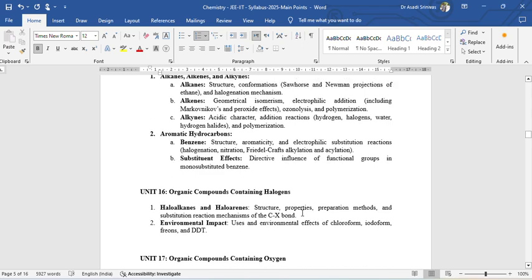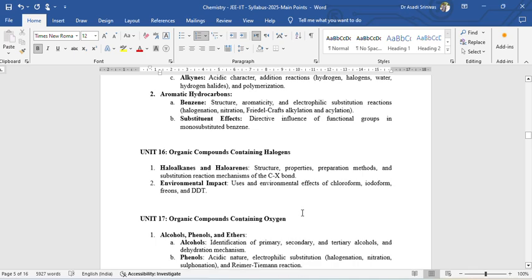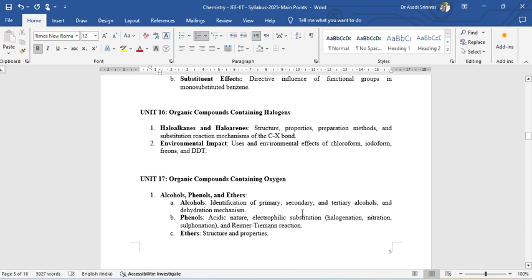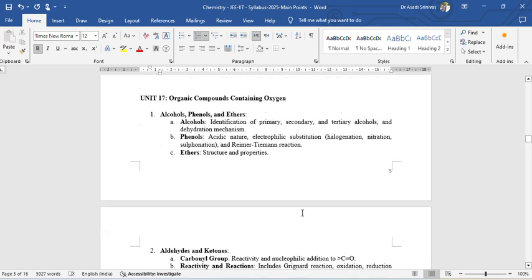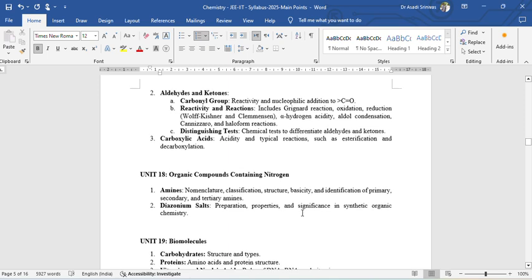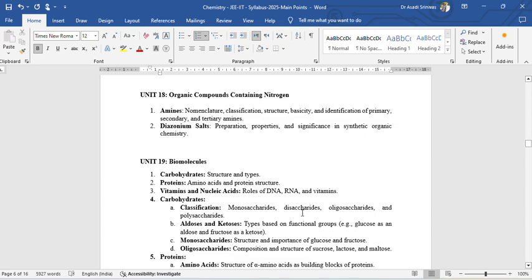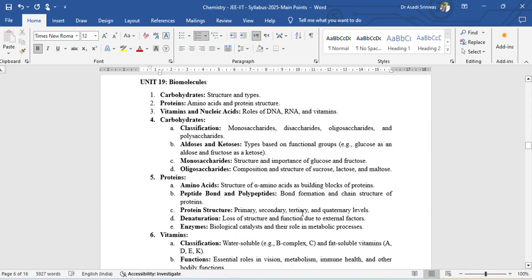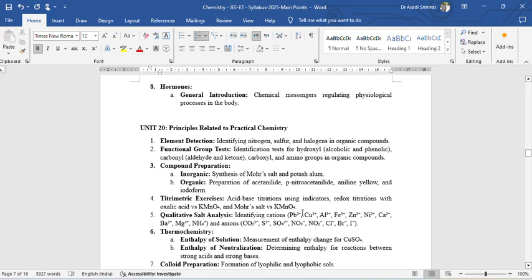Then actinides and lanthanides. Lanthanides: the electronic configuration, the oxidation states, and lanthanide contraction. The size along the period will decrease. Then actinides: electronic configurations and oxidation states, with unique properties of inner transition elements.